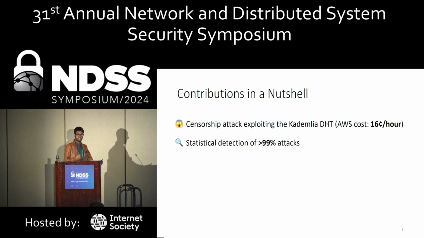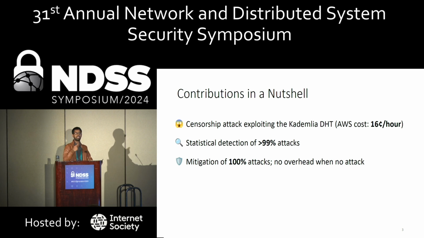We then have a statistical detection mechanism which detects more than 99% of the attacks. And then we have a mitigation which mitigates every occurrence of the attack. And the key thing to note is that because we can detect attacks and then mitigate them, you don't have to incur any overhead when there is no attack.